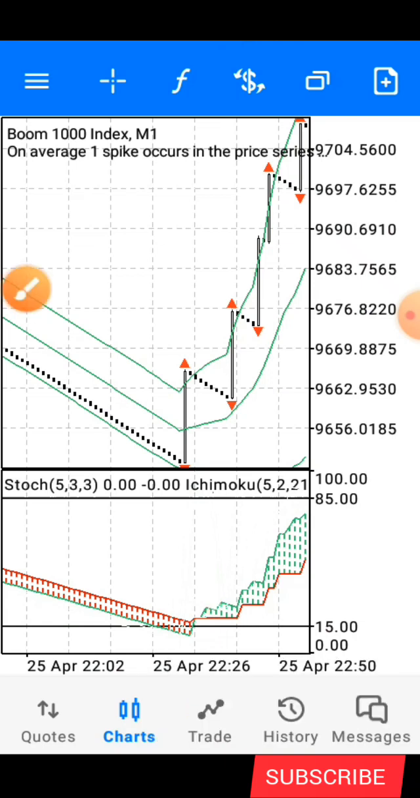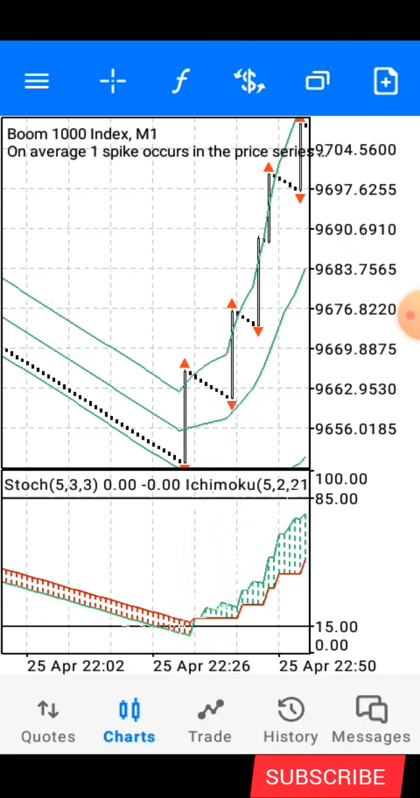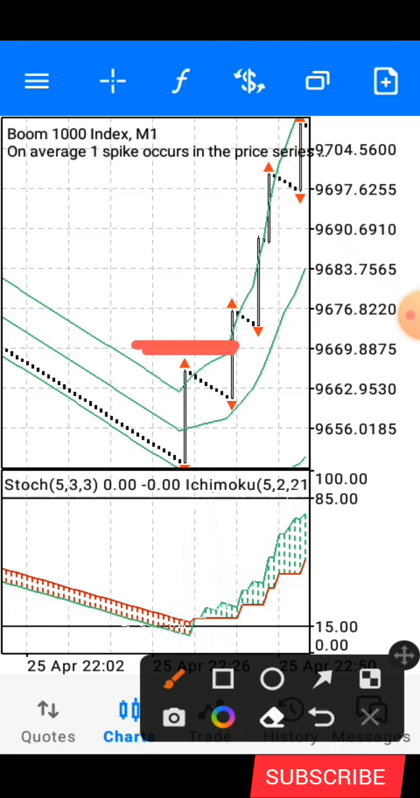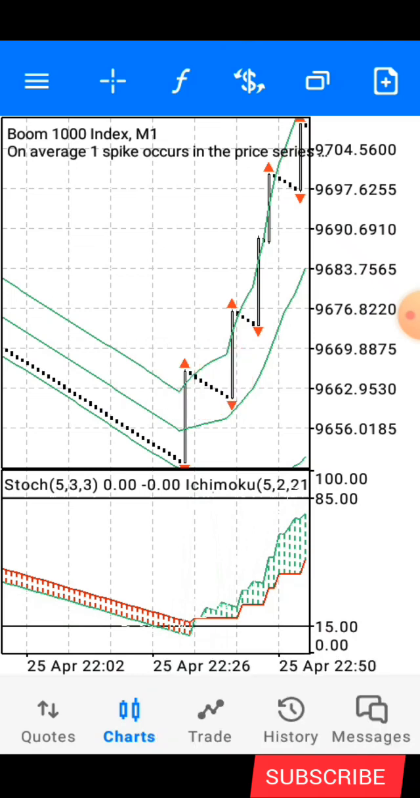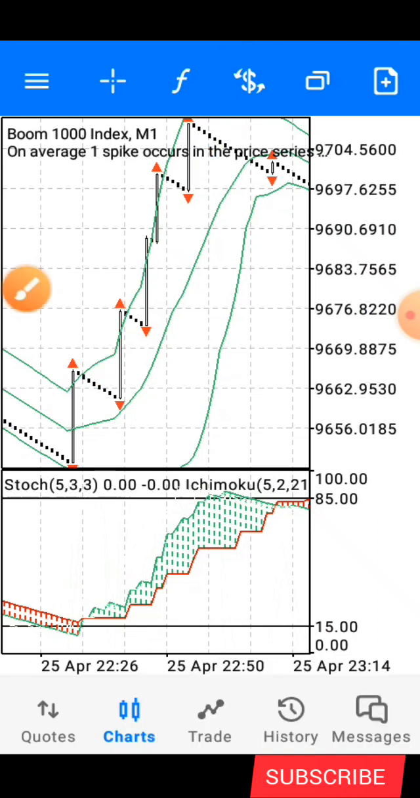So let's say you buy from this area right here. This is where the spike occurs. Sorry, I'm trying to get the area. Let's say this area is where the spike occurs. So you are going to go in for a buy from this area right here, and as you can see, the next thing that happened, there were spikes upward. So if you had entered from this area right here, you would have got all this spike.